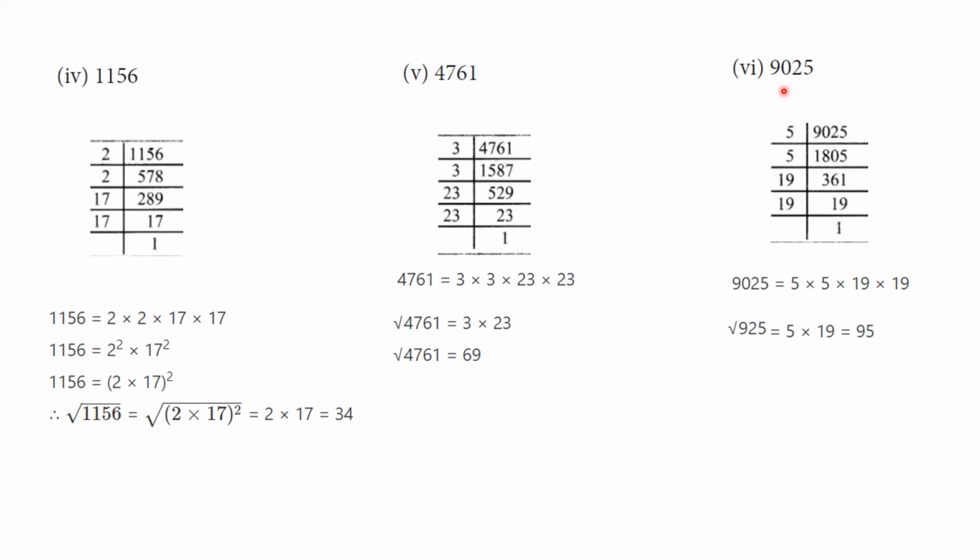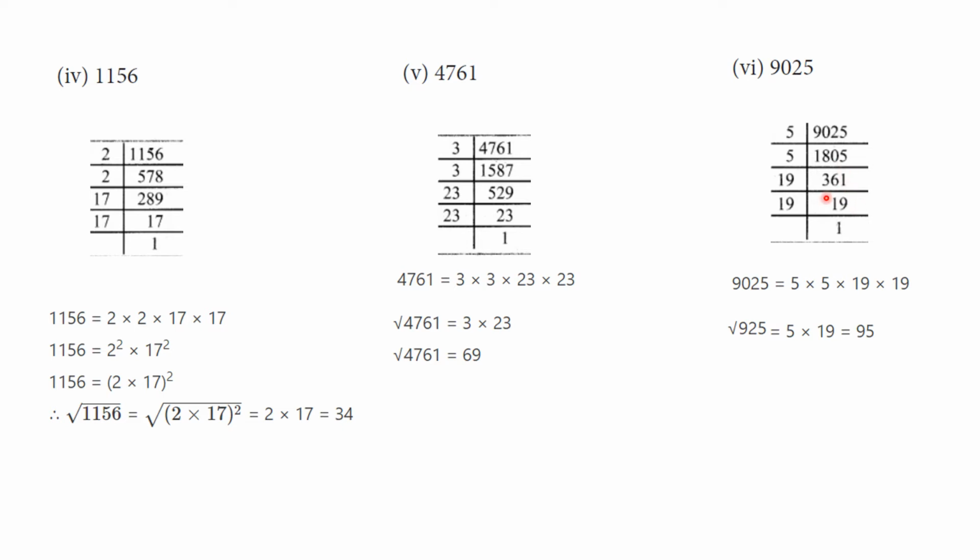Next, 9025. The last digit is 5, so you divide by 5. 1 5 is 5, 8 5s are 40. Here, because 2 is smaller, you put 0, and then you take 25. 5 5s are 25. Next also 5, 3 5s are 15, 6 5s are 30, 1 5 is 5.